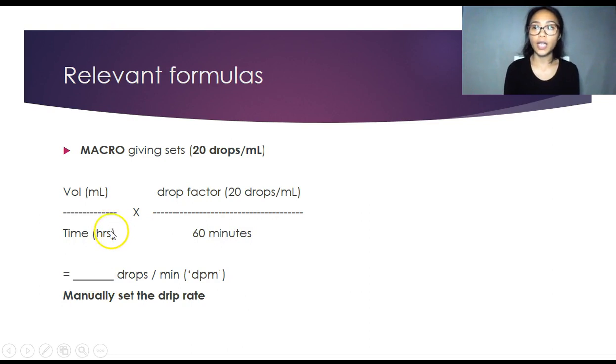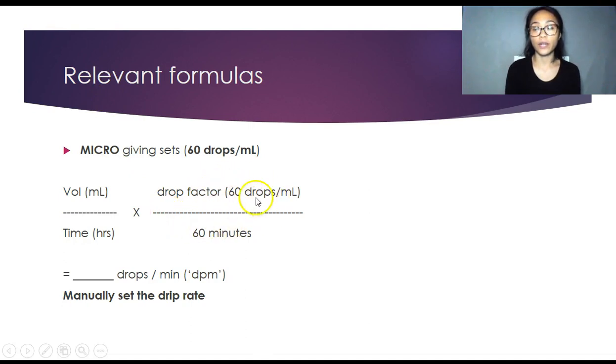And once you calculate this rate, it will give you drops per minute. So gravity sets are always drops per minute, and you will have to manually set the drip rate by looking at the drip chamber, slowly releasing the roller clamp, and comparing your drop rate to a second hand on a watch or a clock.